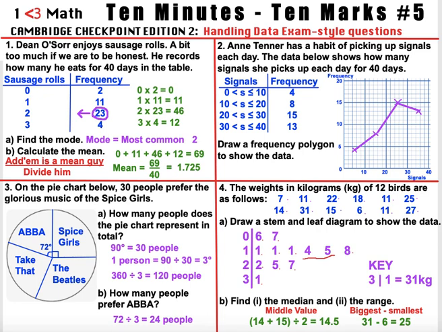Now I'm just going to put the marks to show you how many marks each question was worth. The mode was worth 1 mark, the mean was worth 2 marks, the frequency polygon was worth 2 marks. The first part of question 3 was worth 1 mark. The second part was also worth 1 mark. Stem and leaf diagram was worth 1 mark, and the median and the range were worth 2 marks, 1 each.